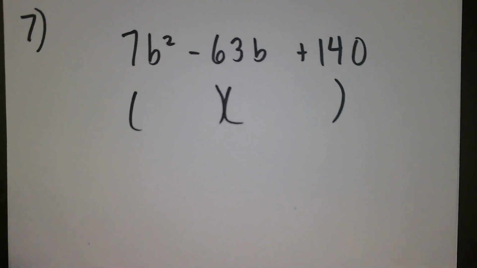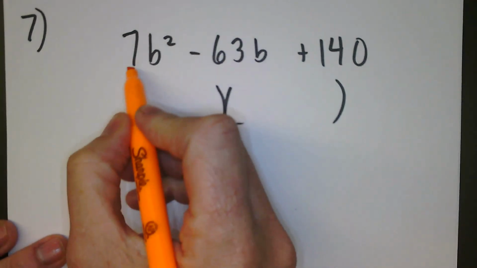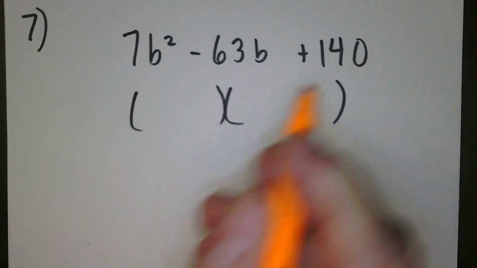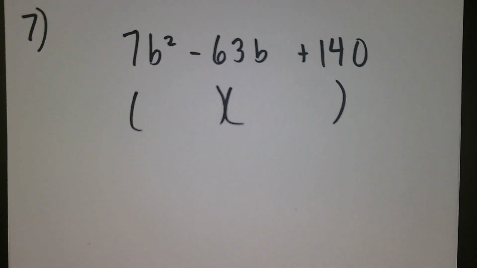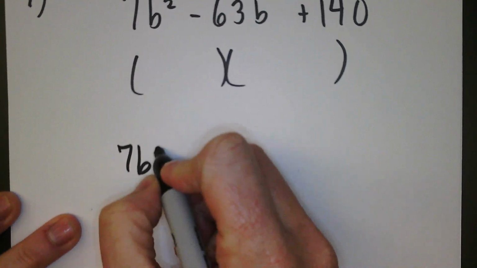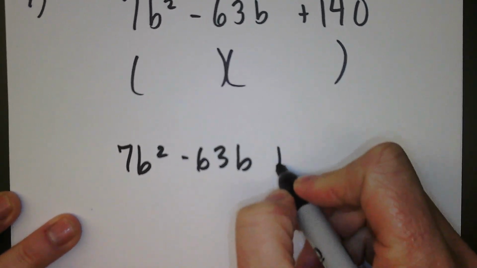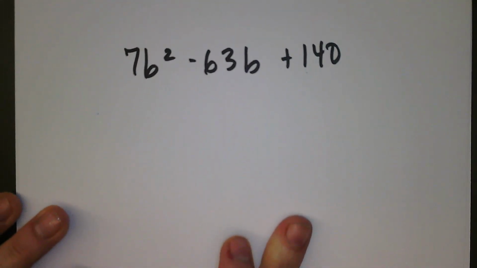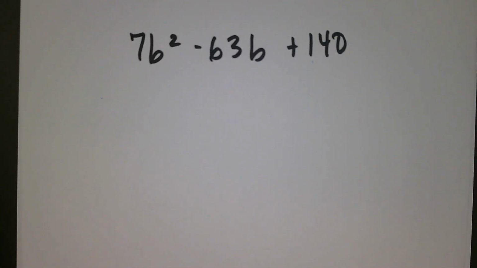There's a lot going on here as far as the numbers because they're big. I've got this a value here of 7, negative 63, and 140. So here I'm actually going to rewrite this a little bit below it: 7b squared minus 63b plus 140. Immediately what I'm thinking to do is factor out a common term.